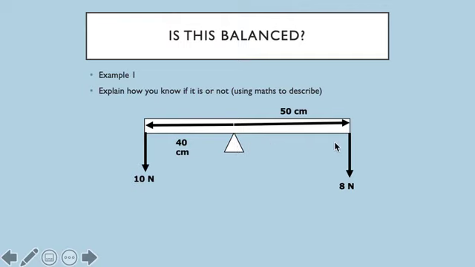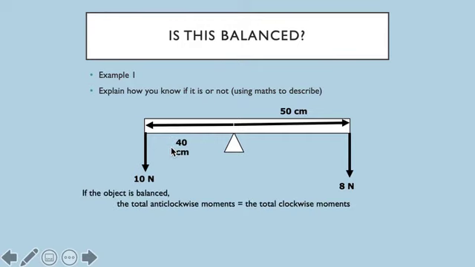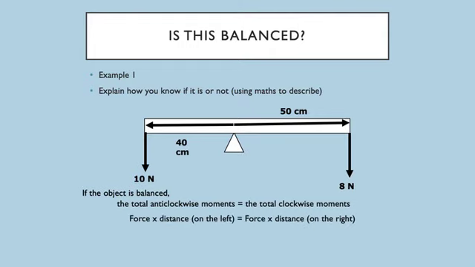So if it is balanced, then the clockwise moments will equal the anti-clockwise moments. So what I need to do is calculate the moments, and then see if they're the same. If they're the same, then it's balanced. If they're not, then I know that it must be turning in one direction or the other. So the force times the distance on the left is going to be my anti-clockwise moments, and that's got to equal the force times the distance on the right if this is balanced.